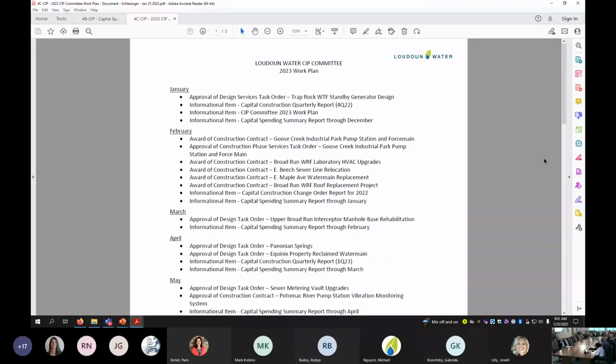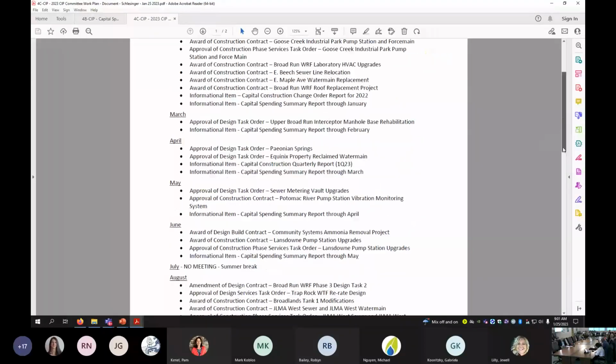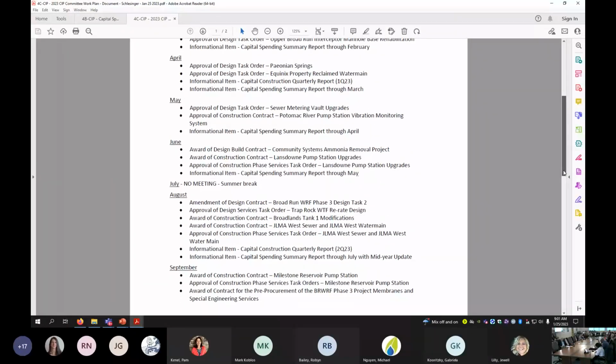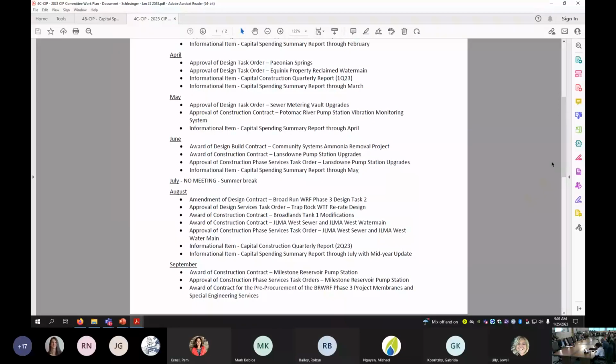And then in June, you will see something on the community systems ammonia removal project. This is our first progressive design build project. And then in August, some additional work on Broad Run phase 3. And then in September, hopefully the award of the construction contract for the quarry, as well as some engineering services or CA services for the quarry. So I'll take any questions, but that's what I wanted to point out to you.